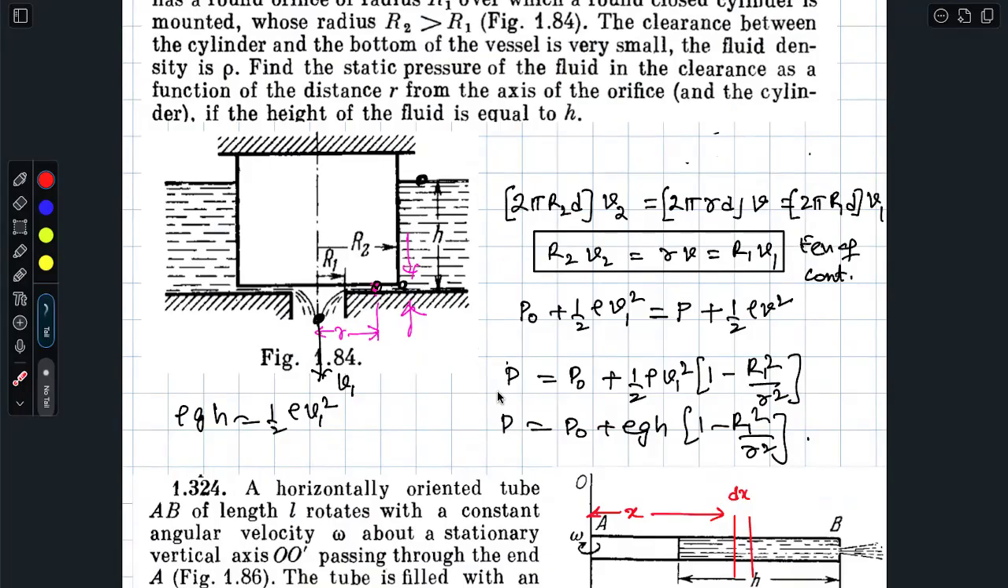Next, now you apply it at this point and at this point. Any doubt? Boys and girls? Hello? Any doubt? So what I am going to take is, here it is open to atmosphere, P0 plus half rho V1 square. At this point, P plus half rho V square, across these 2 points.